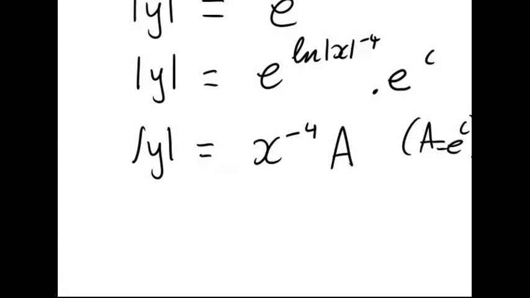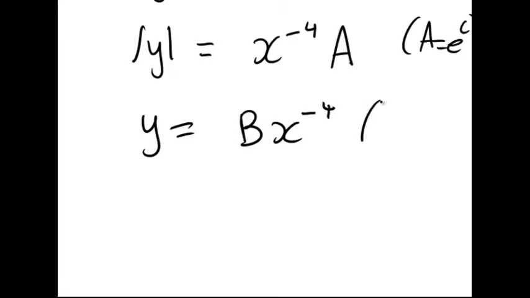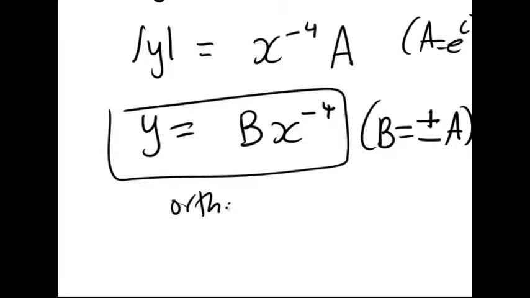And the final thing we can do here, to remove the absolute value or modulus sign on the y, this is forcing y to be positive, and we saw that a is a positive constant, so we can let the solution be b x to the negative 4, where b is equal to plus or minus a, and that will then be our family of orthogonal curves. So that is the general process for calculating orthogonal curves.